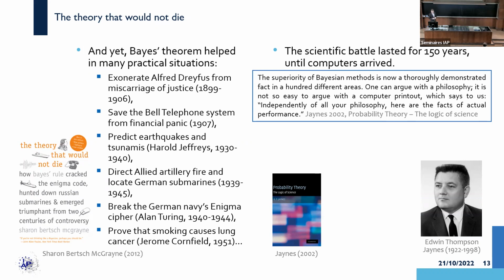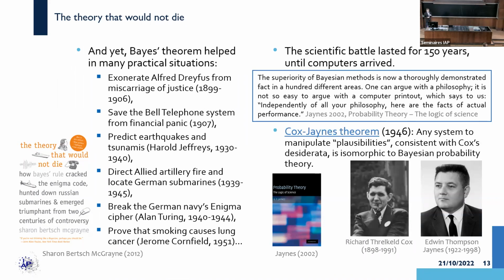where he writes, for instance, that Jaynes is quite an opinionated man. He writes in the introduction, the superiority of Bayesian methods is now a thoroughly demonstrated fact in 100 different areas. One can argue with a philosophy. It is not so easy to argue with a computer printout, which says to us, independently of all your philosophy, here are the facts of actual performance.